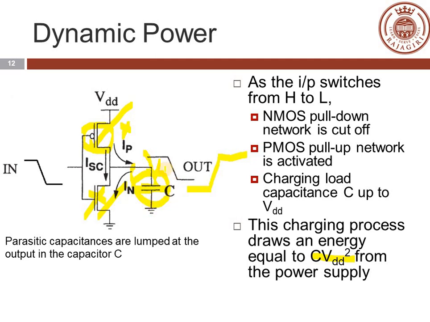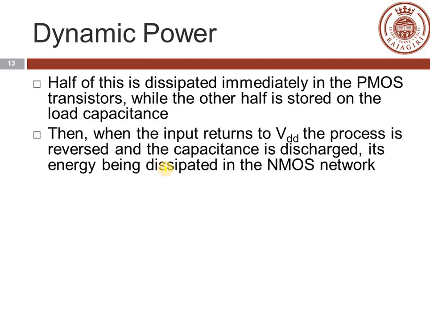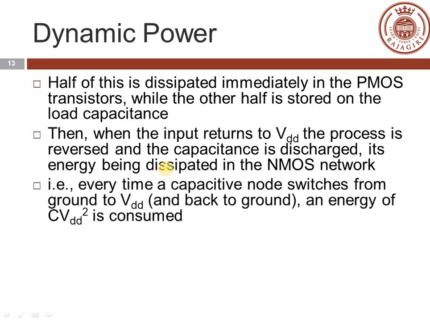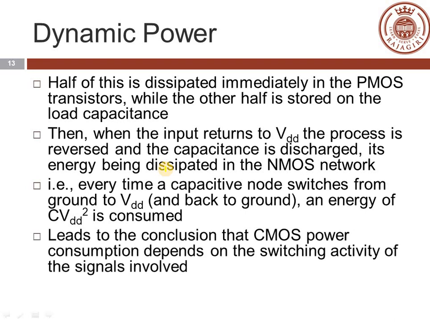When the input returns to VDD, the process is reversed and the capacitance is discharged, its energy being dissipated in the NMOS network. That is, every time a capacitive node switches from ground to VDD and back to ground, an energy of C times VDD squared is consumed. This leads to the conclusion that CMOS power consumption depends on the switching activity of the signals involved. Now we will relate the switching activity to dynamic power consumption.